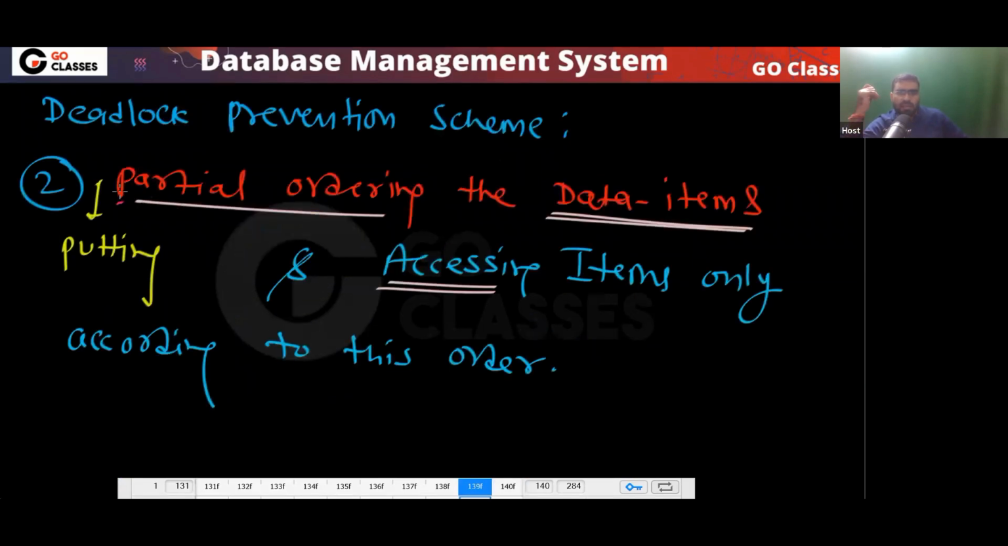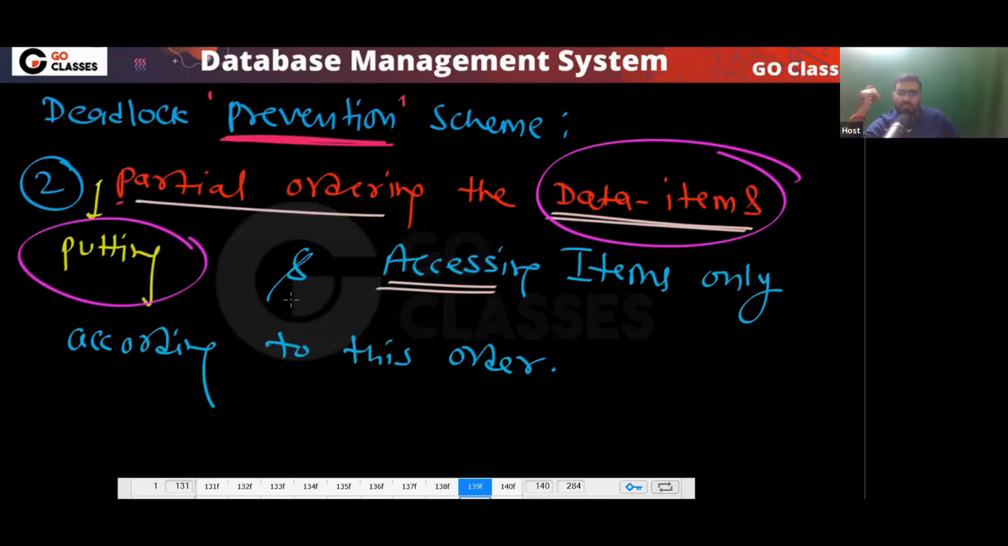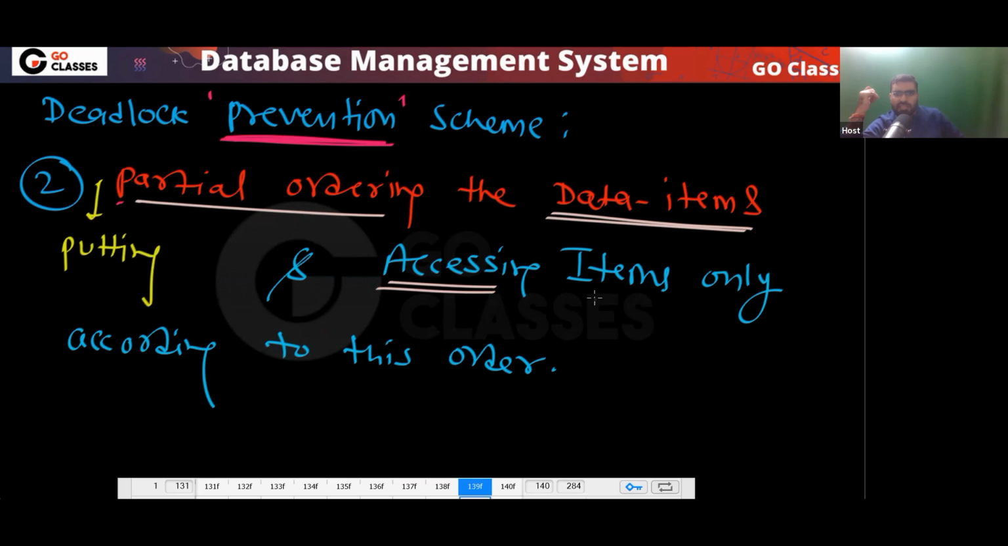So very simple, this is another deadlock prevention scheme. Deadlock will never be possible if you do this. On the data items in your database, you put partial ordering, and then you access the items only according to this order. Is this clear? In this situation also, deadlock will never be possible.